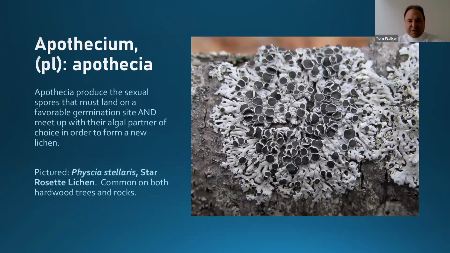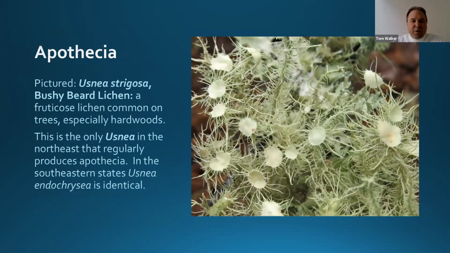So here's an example of some of these fruiting bodies. The apothecium, or apothecia for plural, produces the sexual spores. And this is a star rosette lichen. This is common on hardwood trees and rocks. And all these black discs are the apothecia. This is a common one around here. Bushy beard lichen. All these little Venus flytrap-like structures are apothecia. They're the ones that produce the spores.